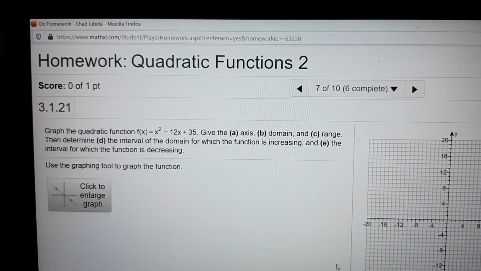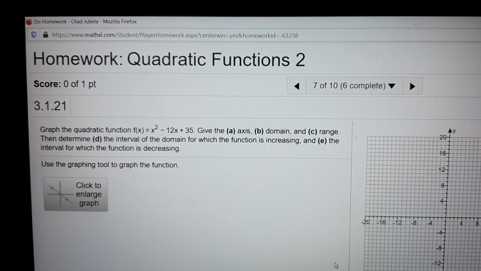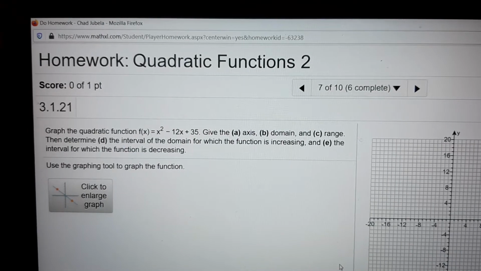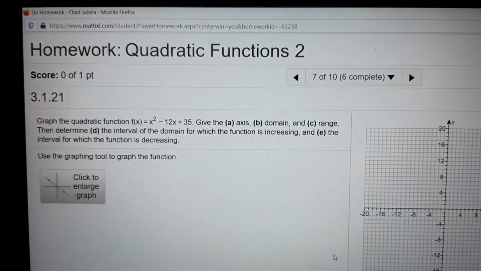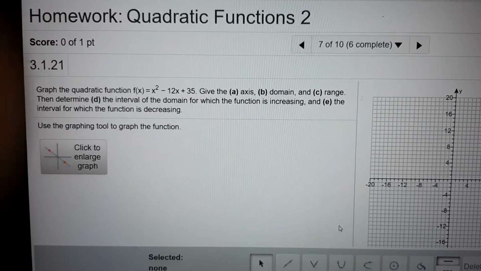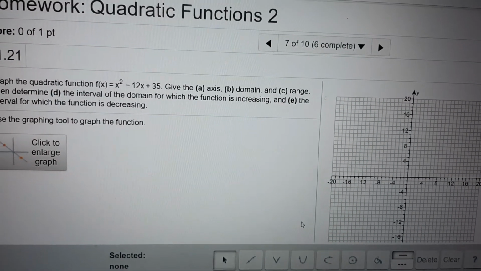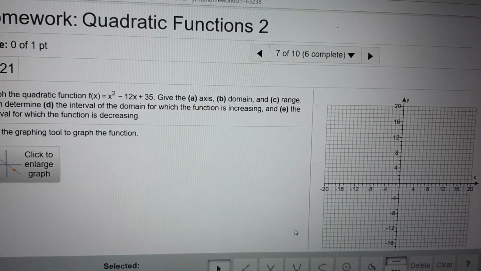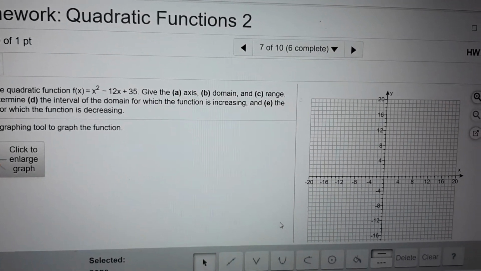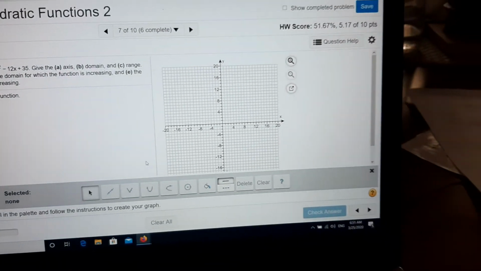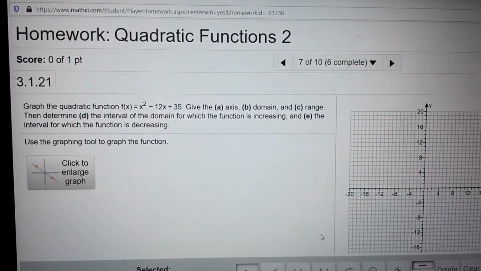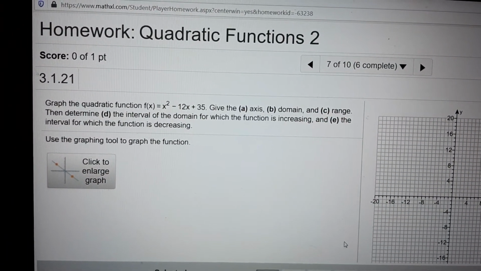Once again, cadets. Number 7 on quadratic functions, 3.1.21. Graph the quadratic function f of x equals x squared minus 12x plus 35. Okay, so I am going to take f of x equals x squared minus 12x plus 35.